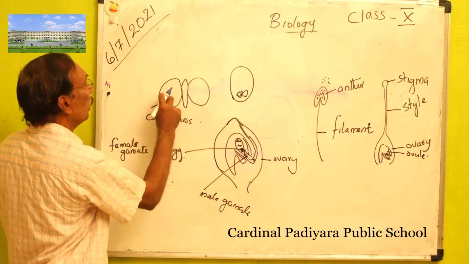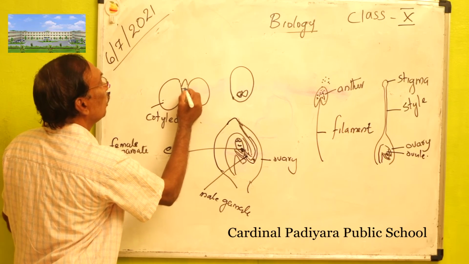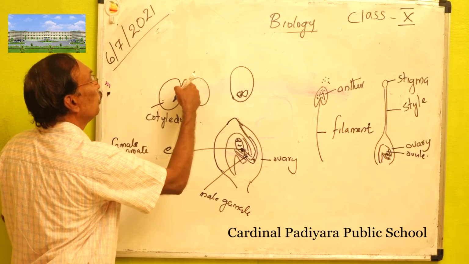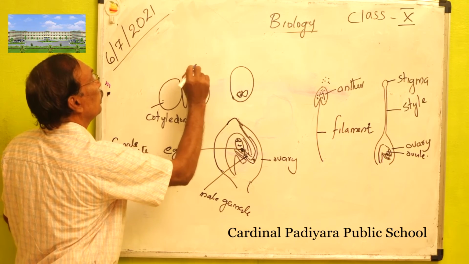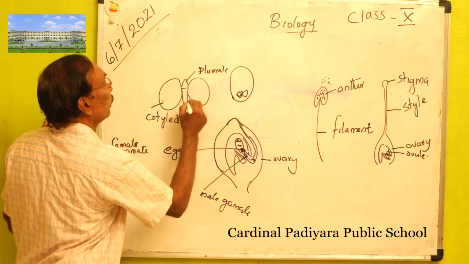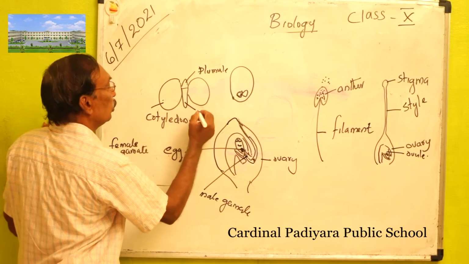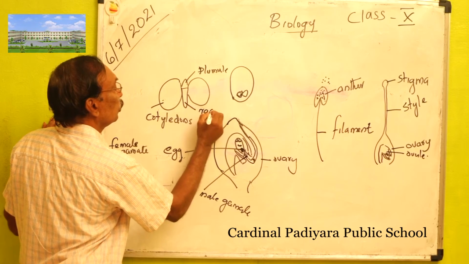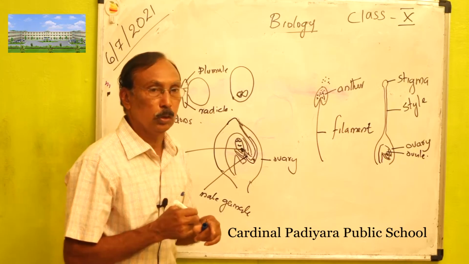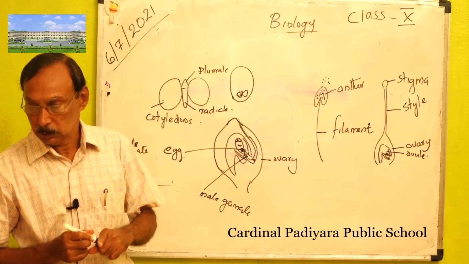This is the part which contains food. The small plant has a tip, the upper part, which is going to become the shoot system, stem and leaves, etc. It is called the plumule. The lower part, which is going to become the root system, is called the radicle. This is inside the seed, and what is present in the seed is called the embryo.